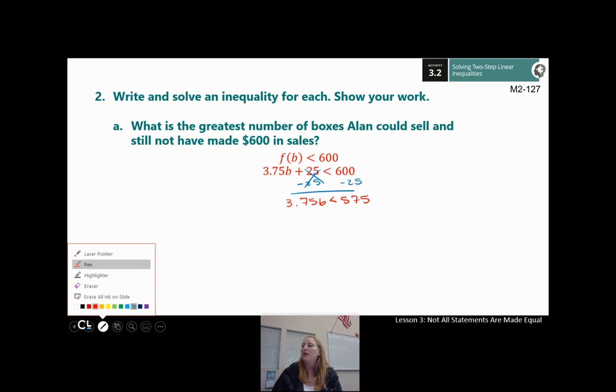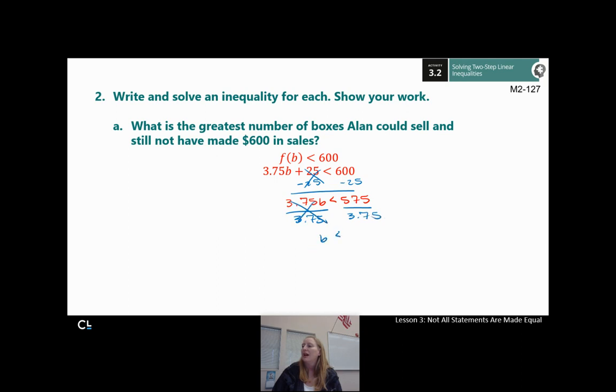And that means we now need to divide by 3.75. And this is why we have calculators, because I'm not doing that in my head. Thank you very much. So if I do 575 divided by 3.75, that gives me 153.33, and the threes go forever and ever.